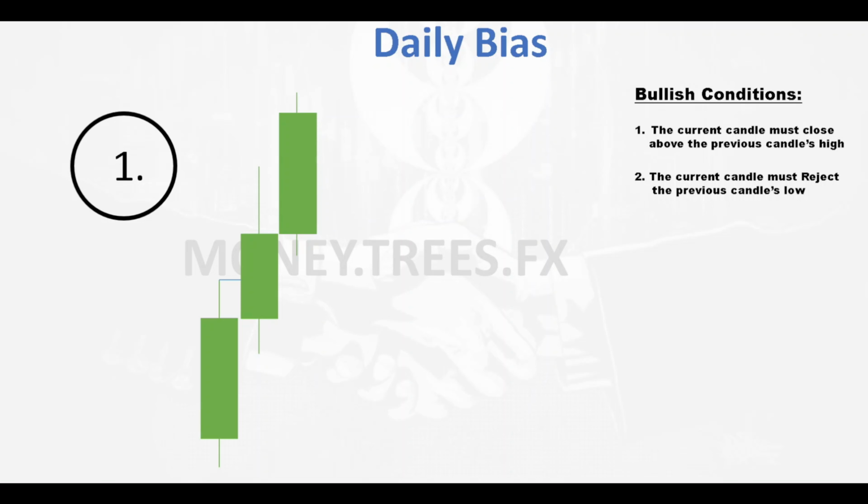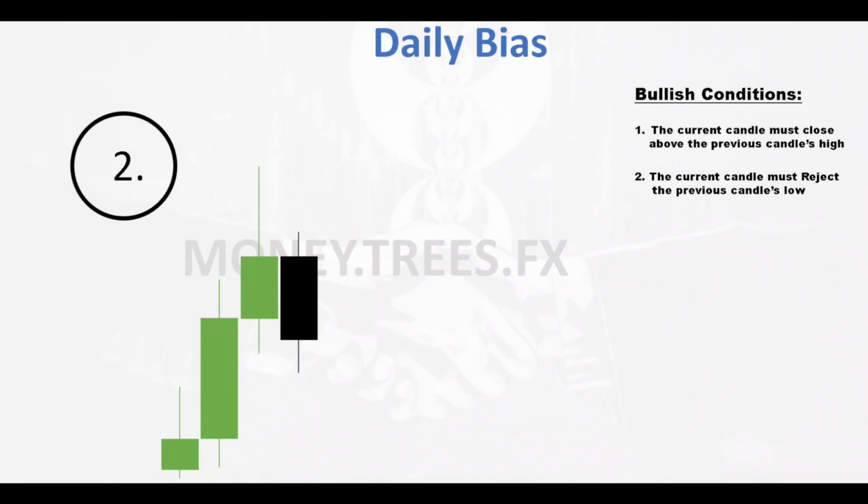Let's look at the second condition. It's also straightforward. If we reject the previous day's candle's low and not closed below it, we show up at our trading station with a bullish buyer's mindset no matter what. Those rules are important for your psychology.